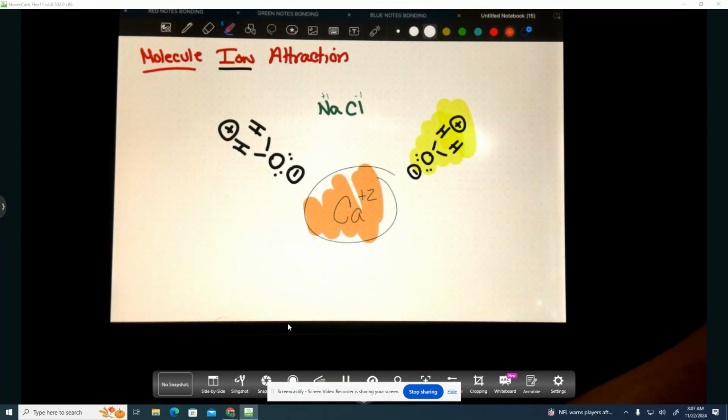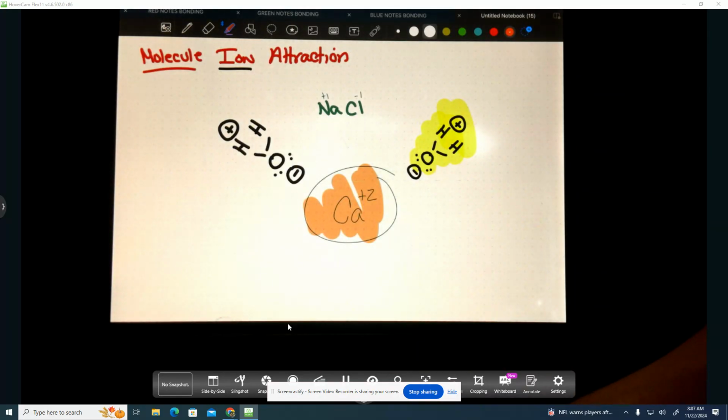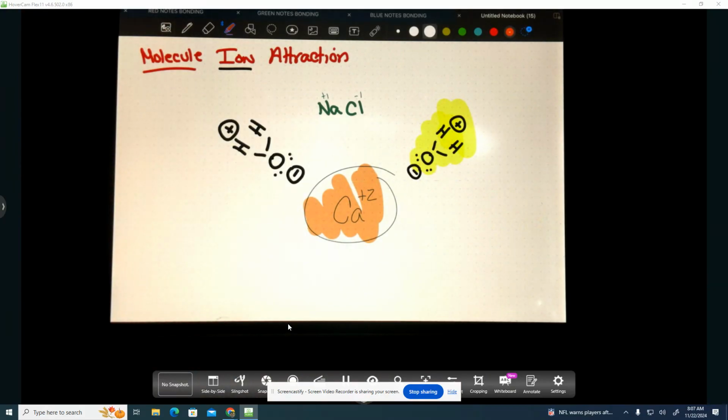Molecule-ion attraction. That's why ionic compounds dissociate. That's a fancy word for dissolve. They dissociate in water. They will break apart in water because that water molecule is going to pull the positive and negative ions apart in the ionic compound. Okay? And I just picked sodium chloride, but you can use any ionic compound you want.